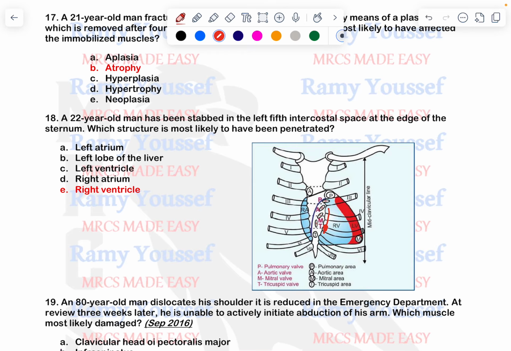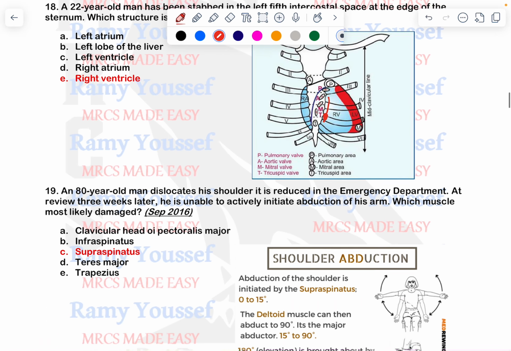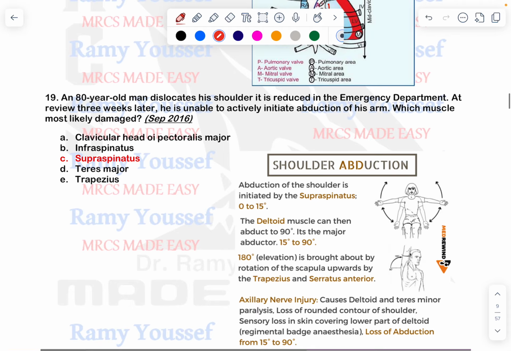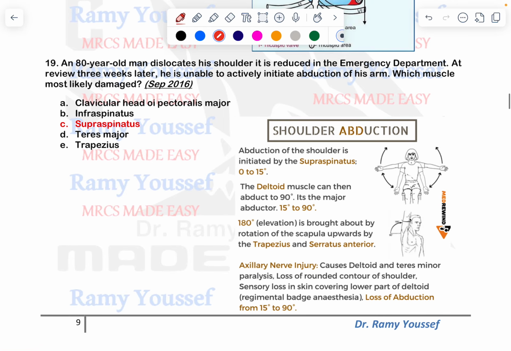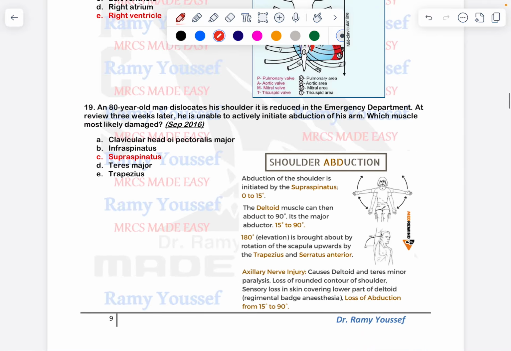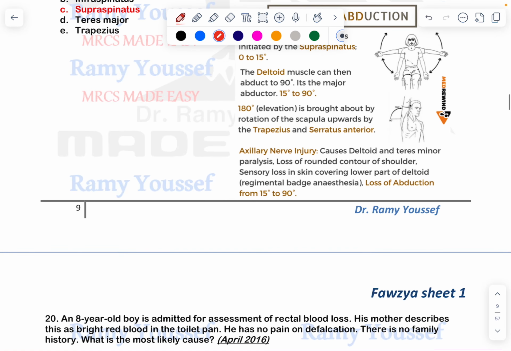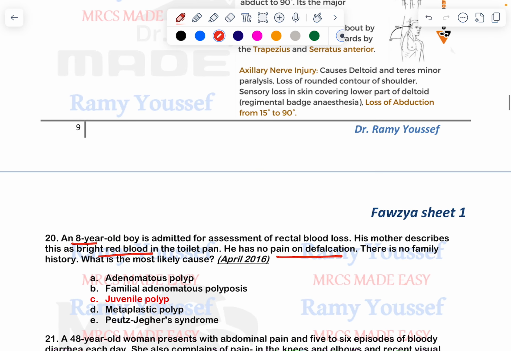An 80-year-old man dislocates his shoulder and is seen in emergency. At review 3 weeks later, he is unable to actively initiate abduction of the arm. Which muscle? Supraspinatus initiates, then deltoid from 15 to 90 degrees, then trapezius and serratus anterior. Initiation is by supraspinatus. A boy is admitted for assessment of rectal blood loss. His mother describes bright red blood in the pan. Age is 8 years, bright red, no pain. So it is a juvenile polyp.